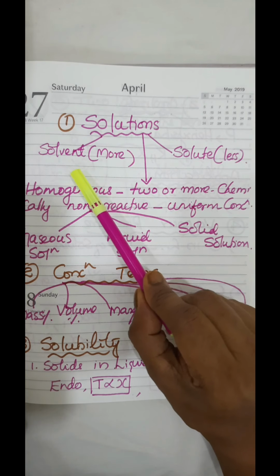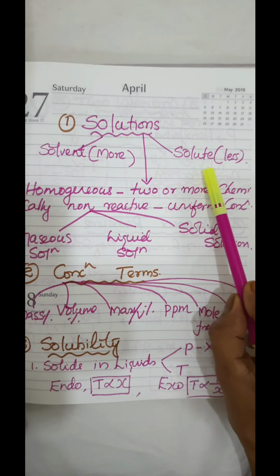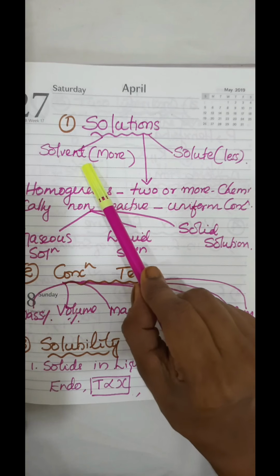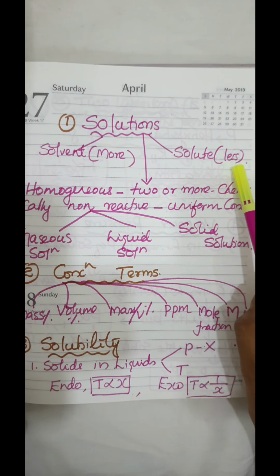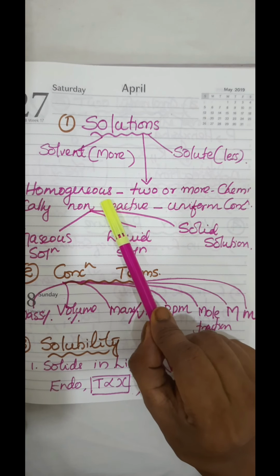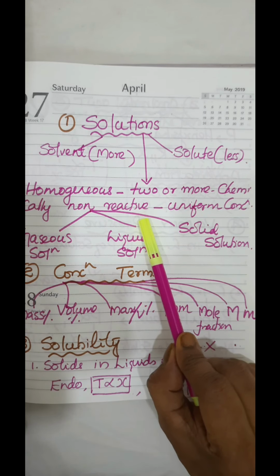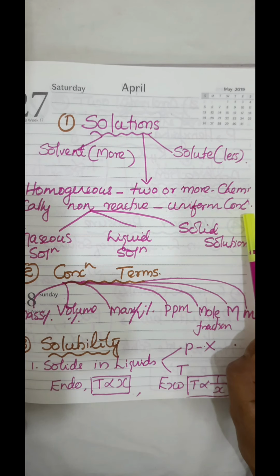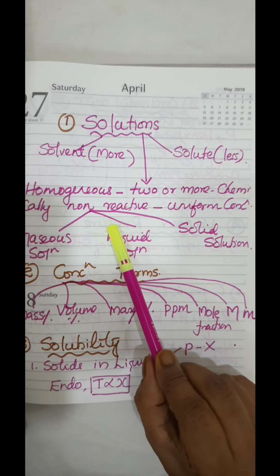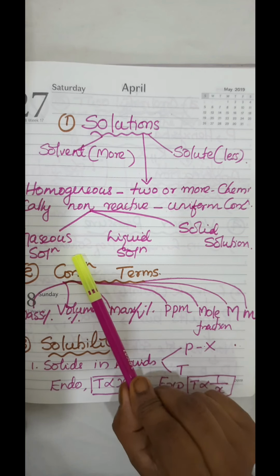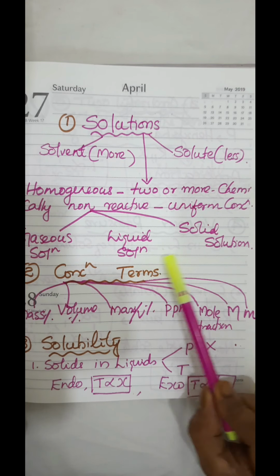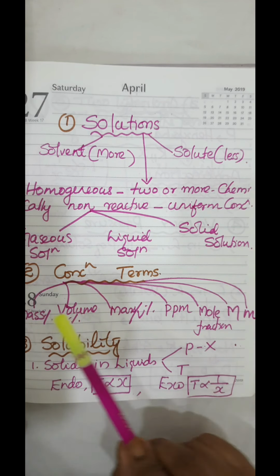A solution contains two parts, solvent and solute. The larger quantity is the solvent; the solute is the smaller quantity. The definition of a solution: it's a homogeneous mixture of two or more chemically non-reactive components having uniform concentration. Solutions are divided into three types: gaseous solution, liquid solution and solid solutions.